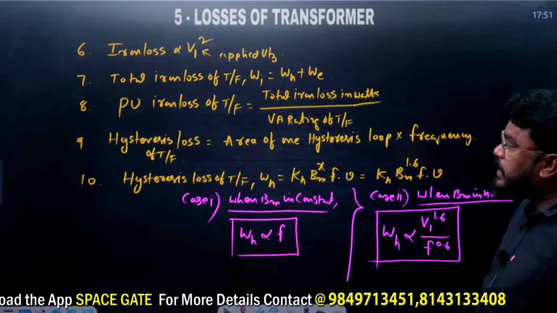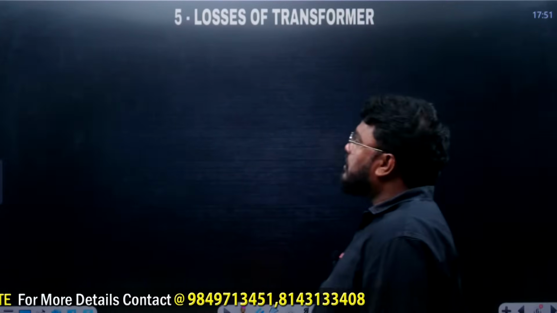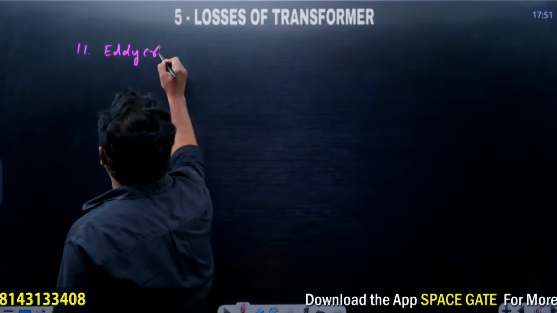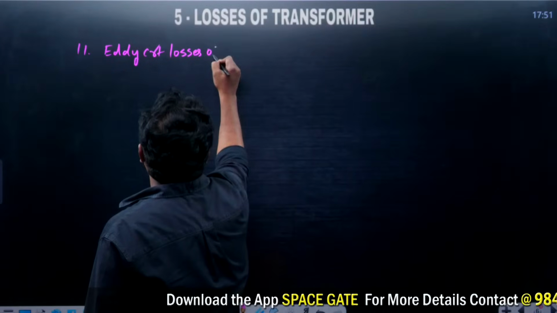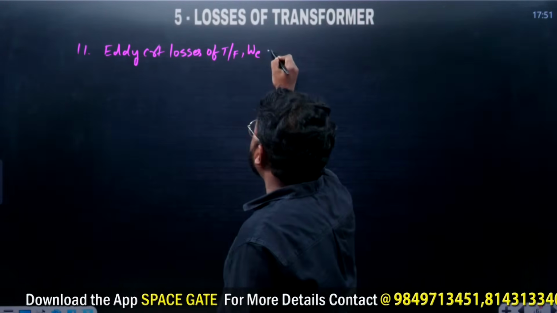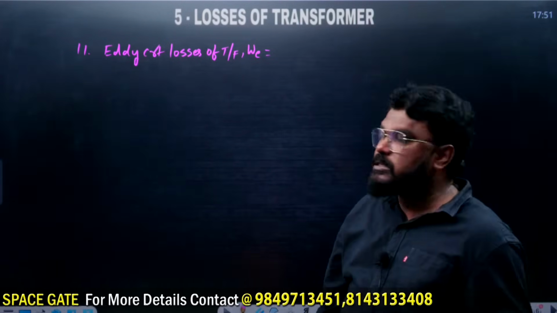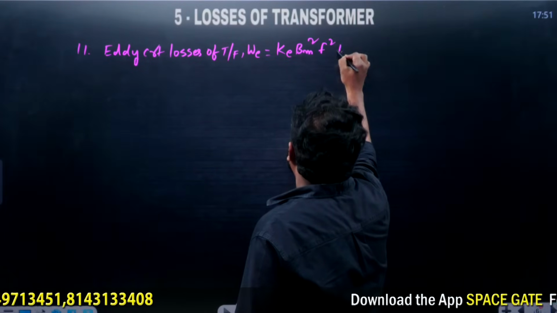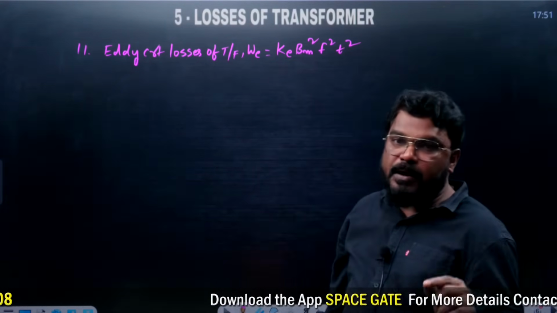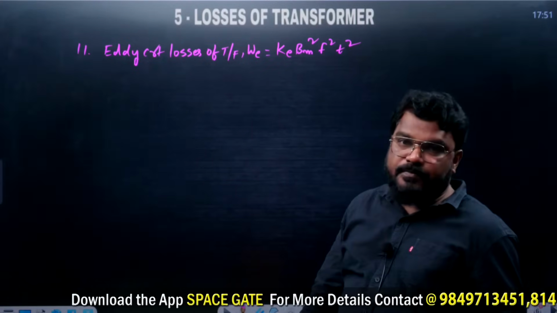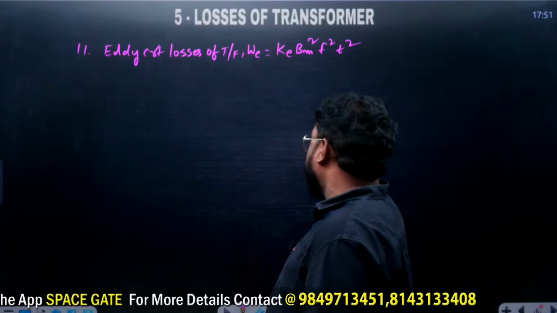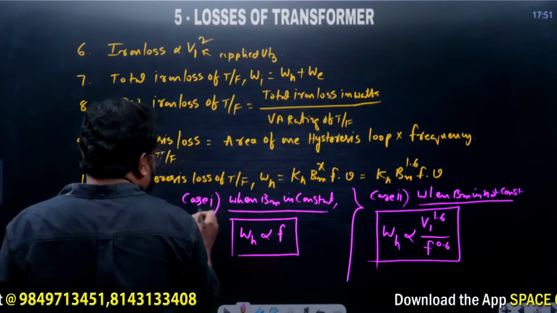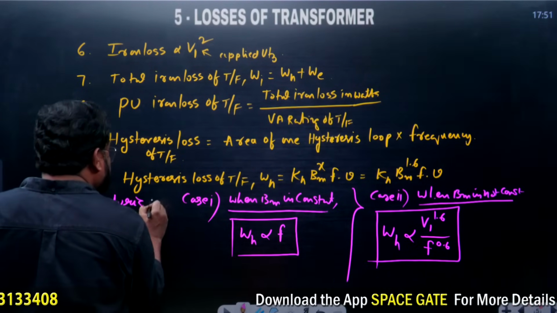Okay, and eddy current losses. Next point, eddy current. How do we calculate the eddy current losses of the transformer? The eddy current losses of the transformer are denoted by WE. That is KE B maximum square, F square and T square. B maximum is the maximum flux density of the core, F is the frequency, T is the thickness of lamination. These two conditions are valid during operation.